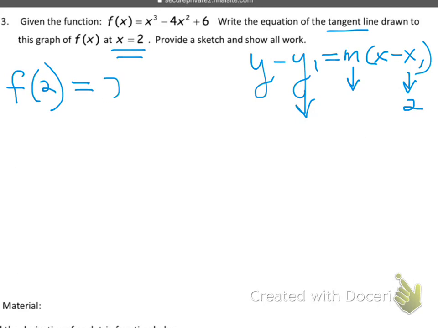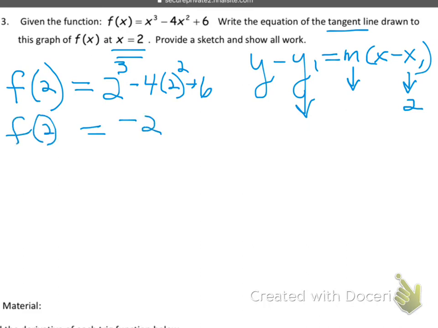So you can certainly do this in your graphing calculator. I'm going to set it up so you see what I'm doing. Okay, so if you were to evaluate it at 2, you would find that f of 2 is going to be -2. So now you have another value. You've just found out that your y1 is -2. So our next mission is to figure out the slope.